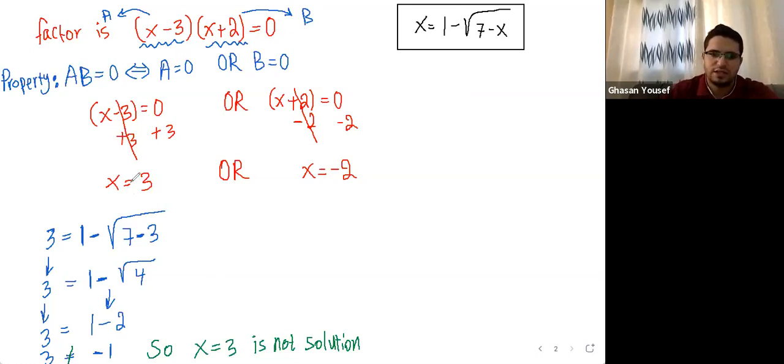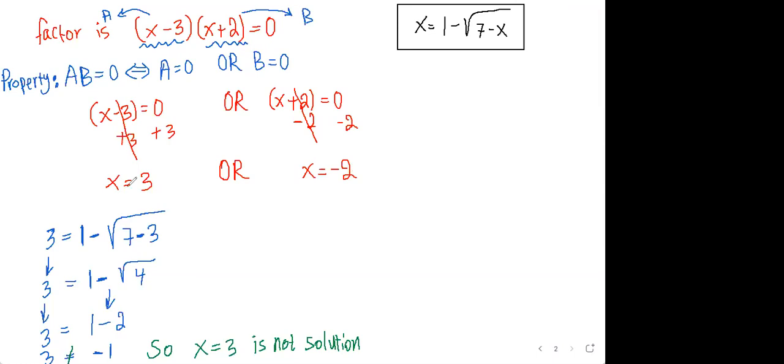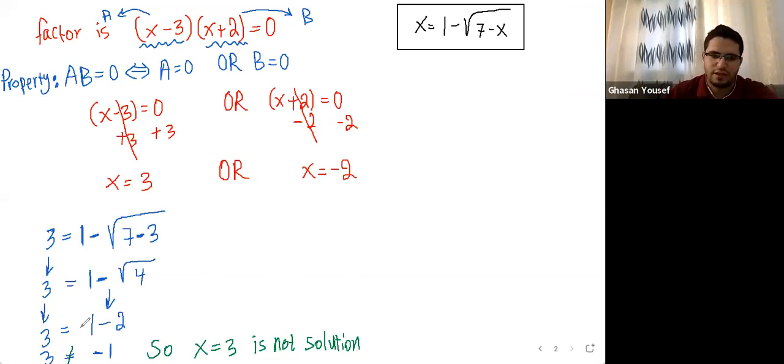Why? Because here they give me x equal 3 and x equal -2. But actually x equal 3 is not a solution after I plug it inside the equation. Look, I get 3 equal -1, and this is not correct. So 3 is actually not equal to -1. So x equal 3 is not a solution. Now I'm going to check for x equal -2.